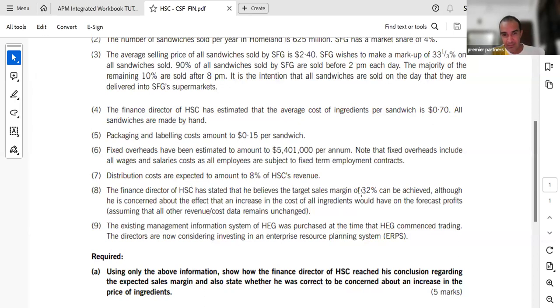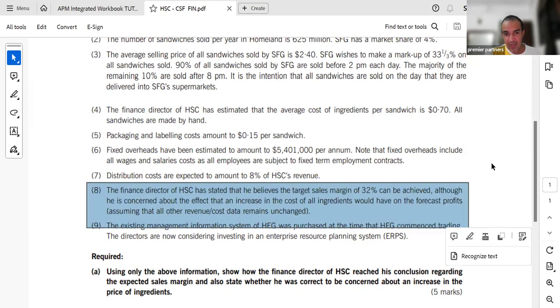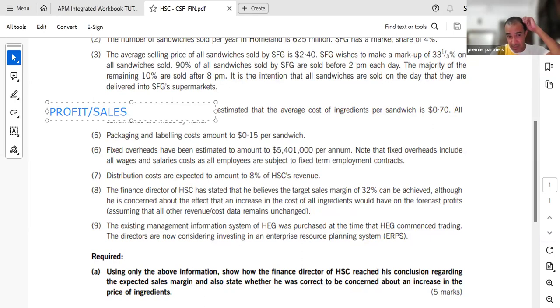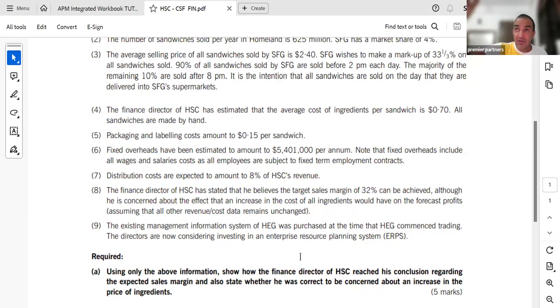So number one, now director says, number eight, the FD has stated that he believes the target sales margin of 32% can be achieved. Now what is sales margin? The equation, sales margin is either profit or margin divided by sales into 100%. So we need to know the profit, we need to know the sales, right? So that's why they have given you so many numbers here. And then we have to see what we calculate is closer to 32%.